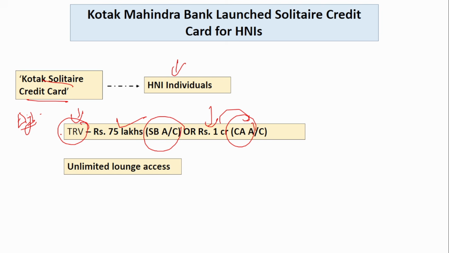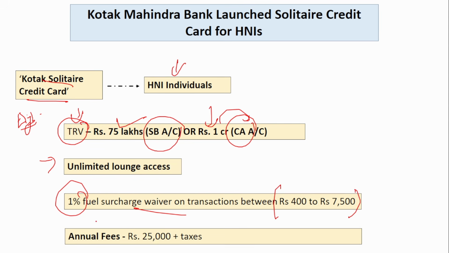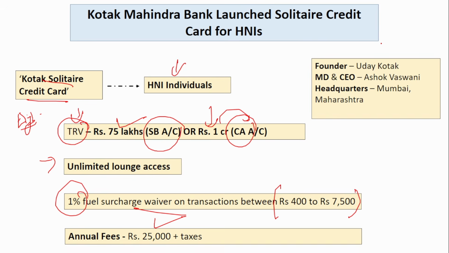And if you have this card, you will have unlimited lounge access, and also a 1% fuel charge waiver will be given if the transaction is between 400 and 7,500. And the annual fee for this card is 25,000 plus taxes. So remember the name, it is Kotak Solitaire Credit Card by the Kotak Mahindra Bank. The founder of the Kotak Bank is Uday Kotak. The MD and CEO is Ashok Vaswani, and it is headquartered in Mumbai, Maharashtra.